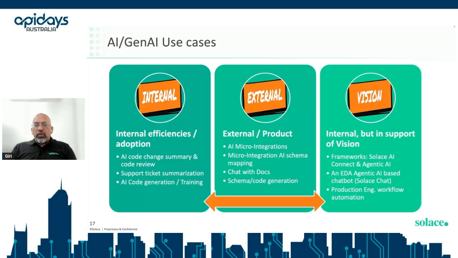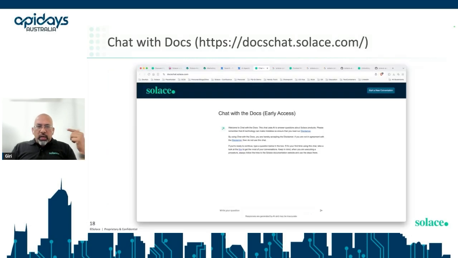in this agentic AI-based chatbot is a good example, which I will also showcase in a minute, right? And also the goal, being a cloud company, right? Cloud supported operation. We want to automate the production engineering workflow as well. So that's the vision. We are moving towards that, right?